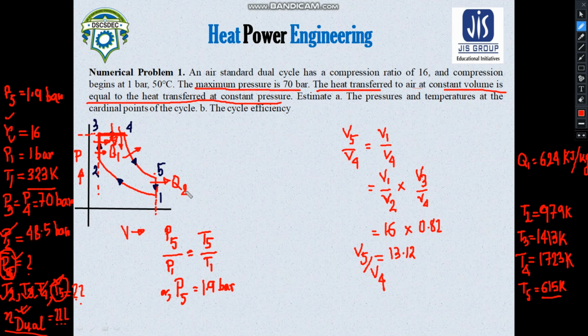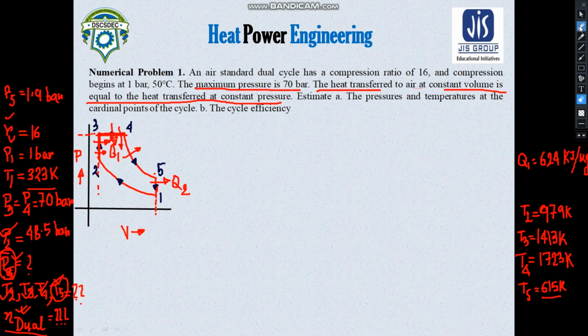Now we are only left with the calculation of the cycle efficiency. So how do we calculate? You know, efficiency of a dual cycle is nothing but the heat addition and the heat rejection, right? So it is 1 minus Q2 by Q1. We have already found out the value of Q1, that was found to be 624 kilojoule per kg, if you remember. Now the question is, how do we find out Q2?